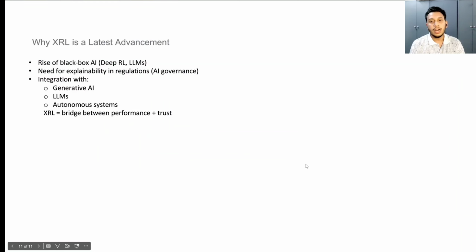Now, moving ahead to the last slide and concluding today's video. XRL is considered a major advancement because AI systems are becoming more complex and black box, and regulations now require explainability. It integrates with modern technologies like generative AI, LLMs, and autonomous systems. So XRL connects high performance with human trust. To conclude, AI should not just give answers, it should also justify them. And explainable reinforcement learning is a crucial step in that direction.